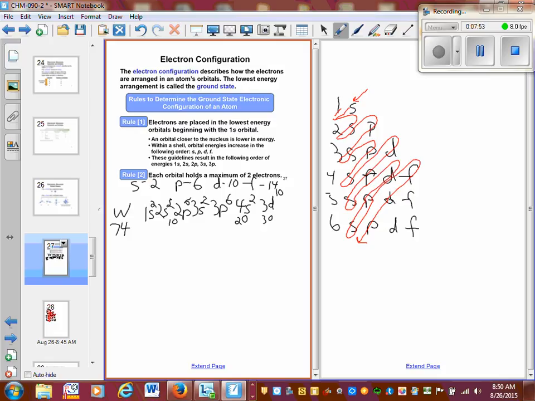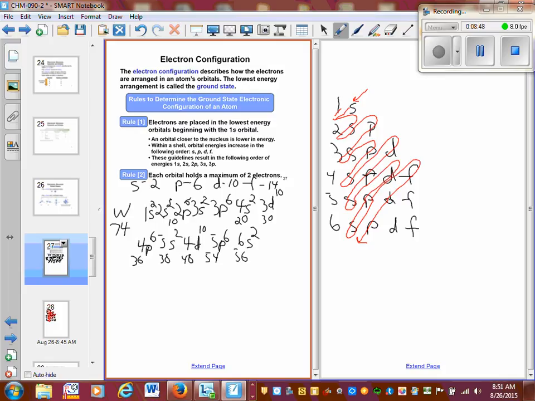I'm going to come down here after 3d, 10. 4p, 6. So we have 36. After 4p, 5s. 5s, so we have 38. After 5s, 4d. How many? 10. All right, now we're up to 48. We're getting there. After 4d, 5p. How many? 6. Okay, we're up to 54. After 5p, 6s. 6s2, so we're up to 56.